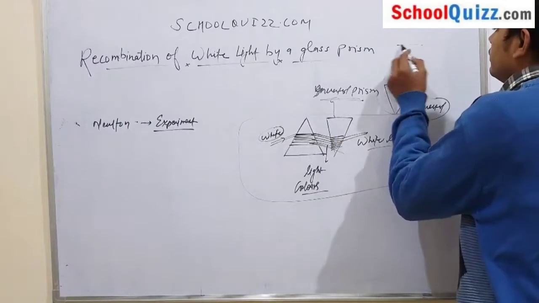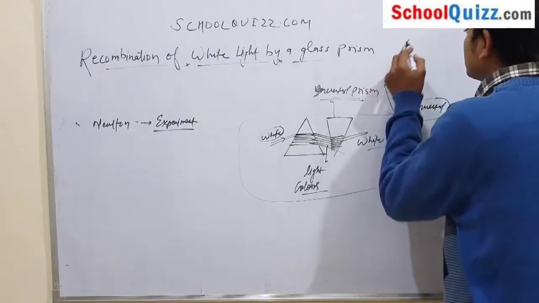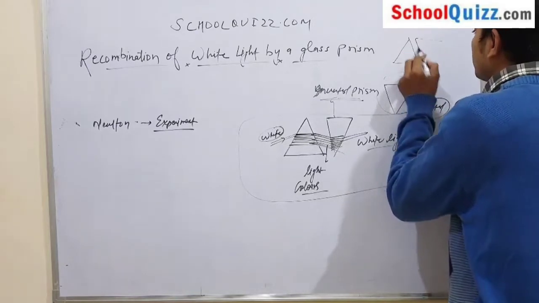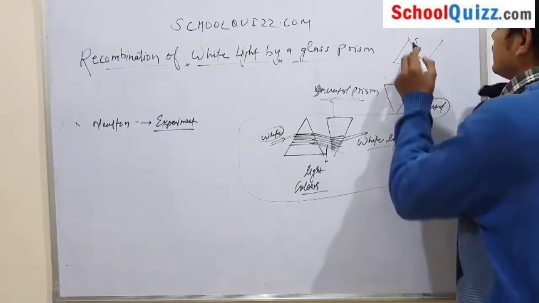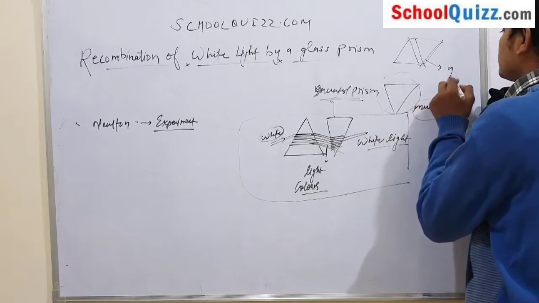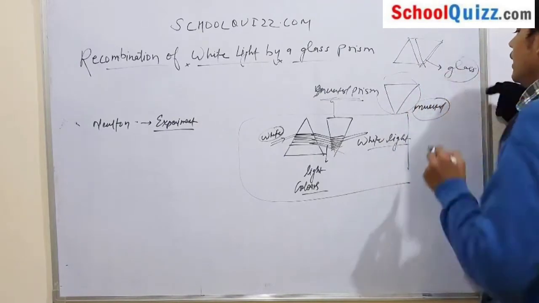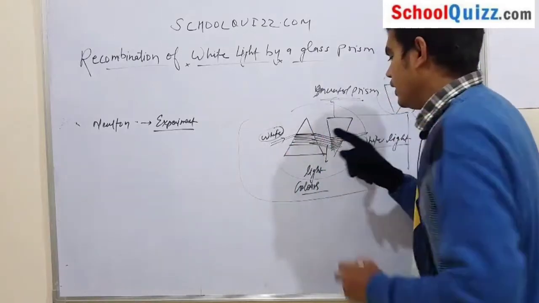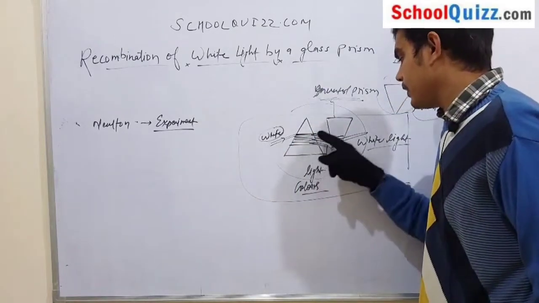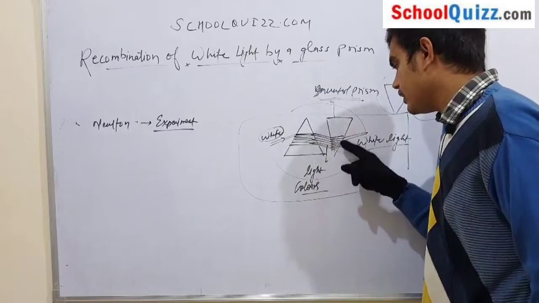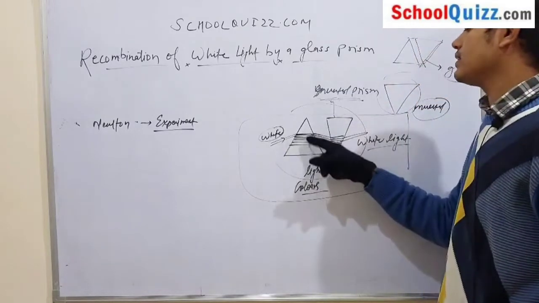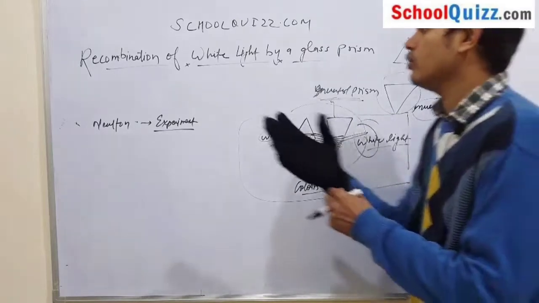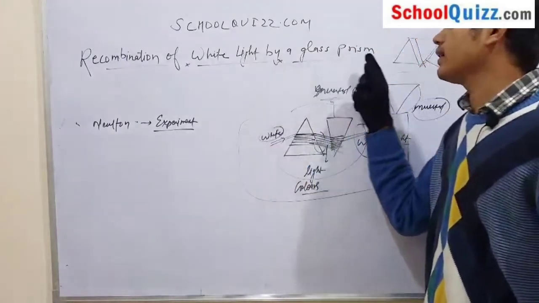You see, suppose this is a prism, and if you put another prism, then this prism will become like a glass block. Okay, so this will happen if you put one prism and another inverted prism, then white light as it splits, then again it will become white light. Okay, so this is all about recombination of white light by a glass prism.